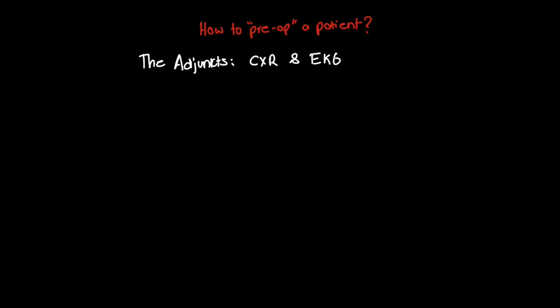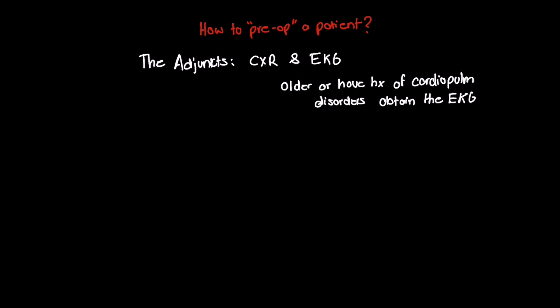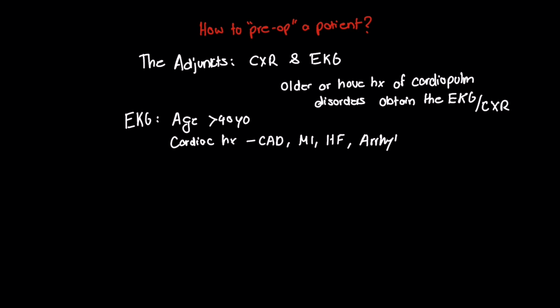If they do not, there's a list of criteria that allows you to ascertain if the patient needs this. Rule of thumb, if they are older or have a history of cardiopulmonary disorders, order the EKG and chest x-ray. The exact criteria is as follows. For an EKG, consider age over 40 years old. Cardiac history, including CAD, MI, heart failure, or arrhythmias.